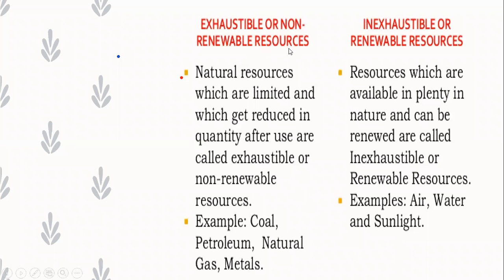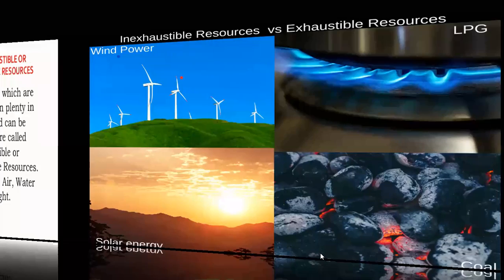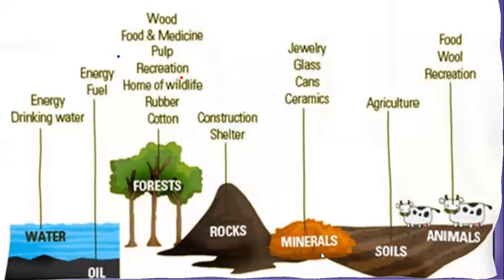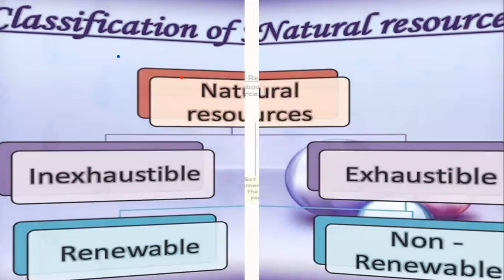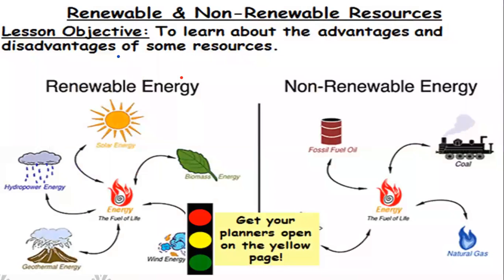And those which you cannot renew are called non-renewable resources, because coal will take millions of years to form. Okay, again, renewable and non-renewable resources. To learn about the advantages and disadvantages, suppose you are going to study renewable resources like sunlight.